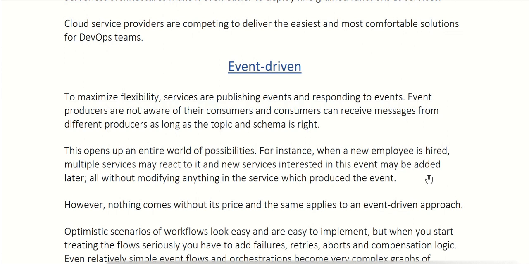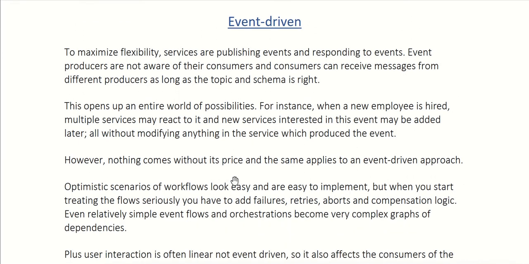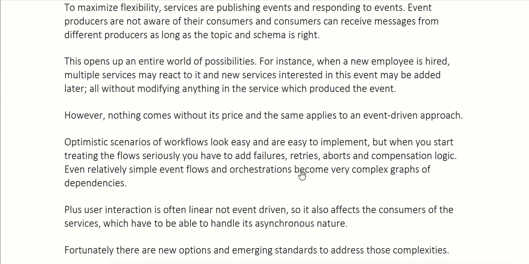For instance, when a new employee is hired, multiple services may react to it, and new services interested in this event may be added later, all without modifying anything in the service which produced the event. However, nothing comes without its price, and the same applies to an event driven approach. Optimistic scenarios of workflows look easy and are easy to implement, but when you start treating the flow seriously, you have to add failures, retries, aborts, and compensation logic. Even relatively simple event flows and orchestrations become very complex graphs of dependencies.